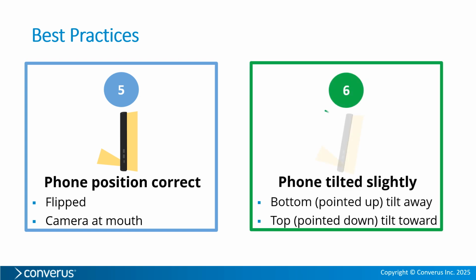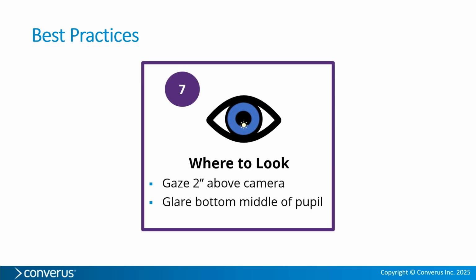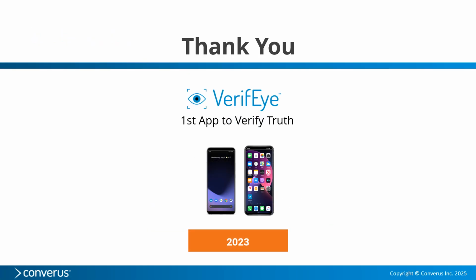Sixth, was the phone slightly tilted? Too much or too little tilt can obstruct the eyes or cast shadows. Finally, did the test taker look at the correct spot on the back of the phone about 2 inches above the camera? If so, the photos on the test report will show the position of the flash glare at the middle bottom of the pupil. If glare is anywhere else, the test taker was probably looking somewhere else, and the test data quality was negatively impacted. That concludes this discussion on data collection guidelines for VerifEye.